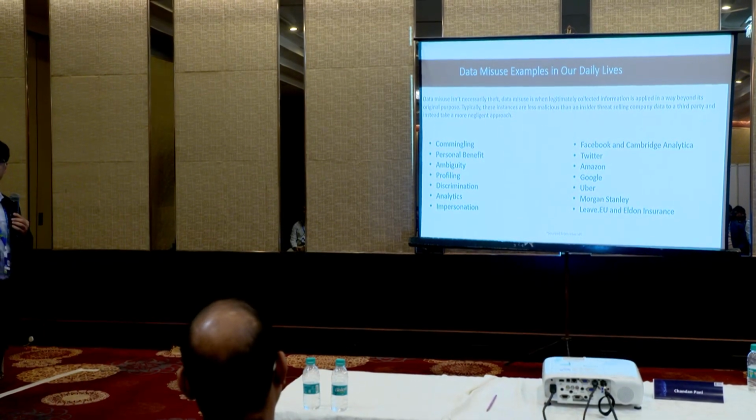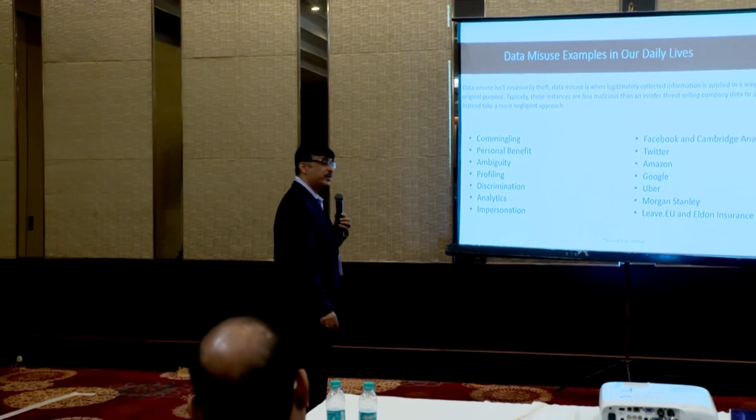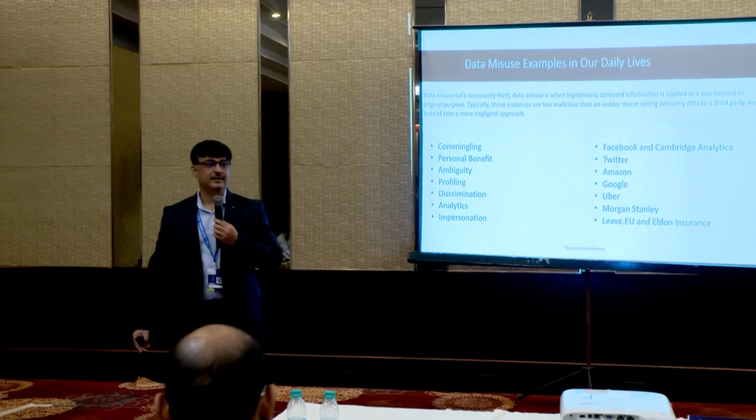Now, personal benefit, ambiguity, profiling, discrimination, analytics, impersonation. So if you have data, you can do all these things. How? We'll see two examples. Now, how many of you know Cambridge Analytica? All of you know? Okay, let's see how much you know. We'll see in the next slide. So Cambridge Analytica, Twitter, Amazon, Google, Uber, Morgan Stanley, Leaveyou, Eldon Insurance, these are various examples that we have seen where data was misused in some form or other, not data theft.